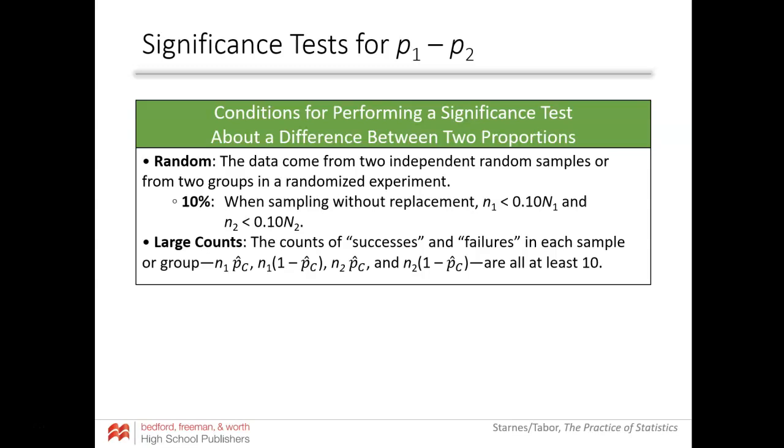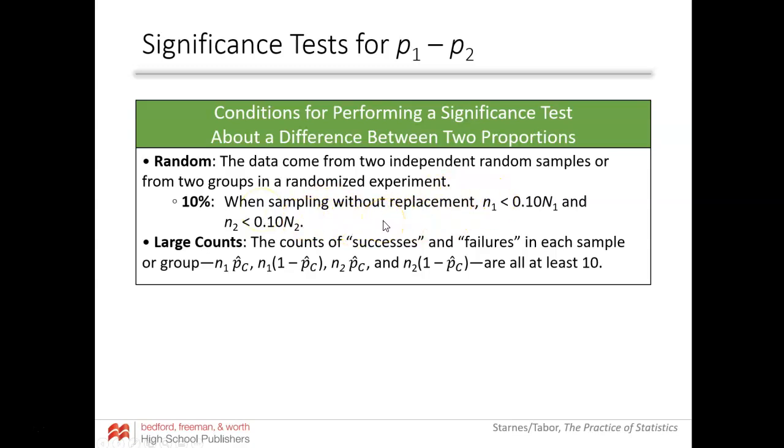All right, conditions for performing a significance test about a difference between two proportions. Oh, don't these look familiar? Now, it's going to get weird on the large counts condition, but let's look at it anyways. So the randomization, remember it's a two-parter. We need to determine that they are being randomly chosen from samples. And if you were sampling without replacement, we need to also check the 10% condition.